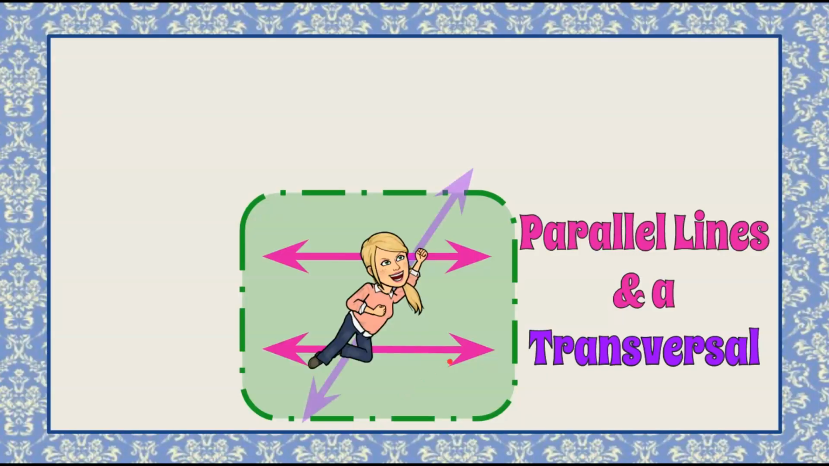And that is parallel lines and a transversal, and the relationship of the angles formed by those parallel lines and the transversal.